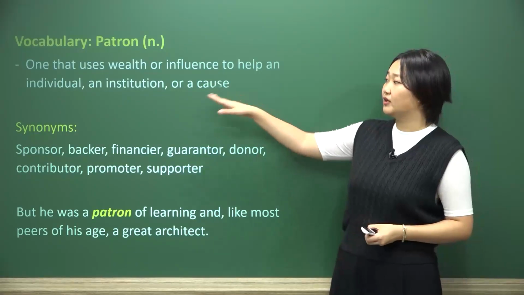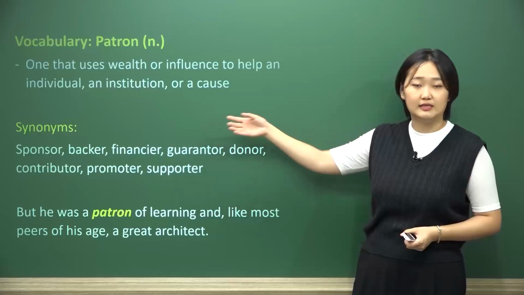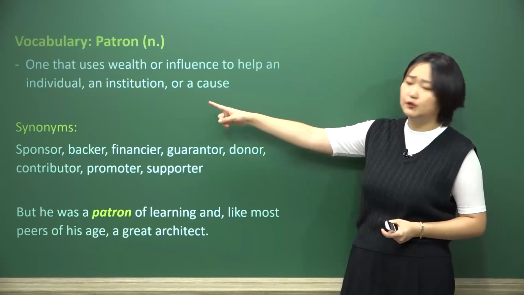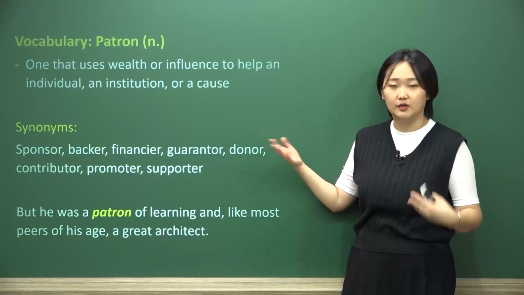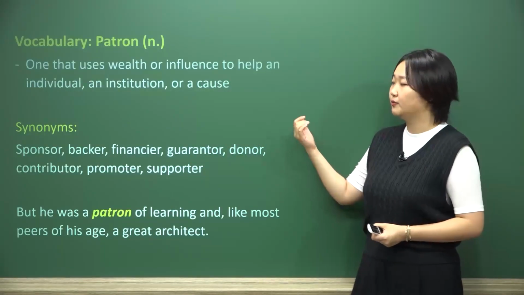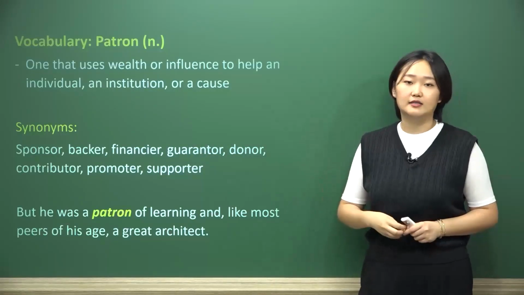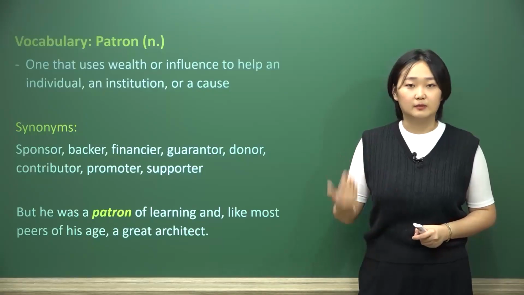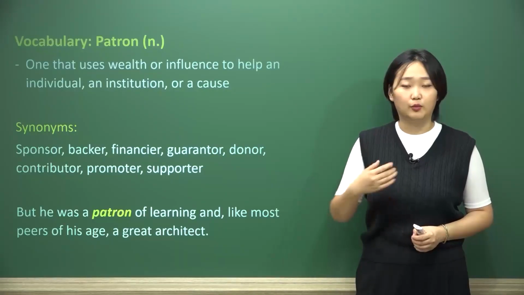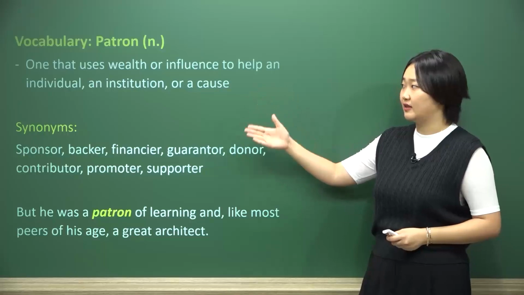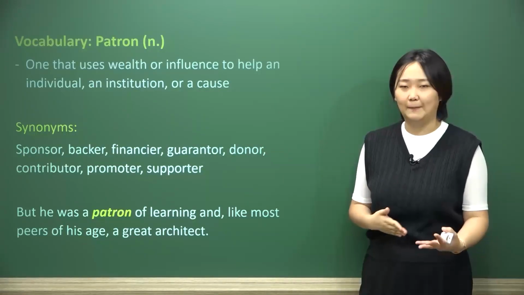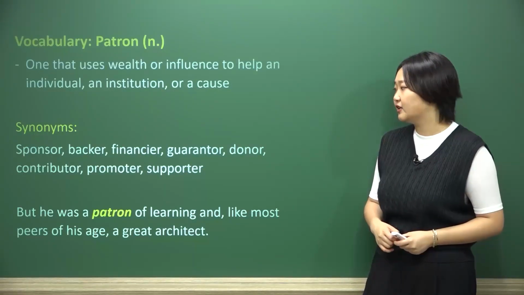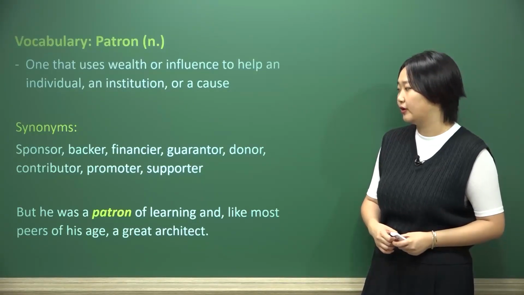And so this is the way that we can see support for an individual. Let's say, a singer being supported by a really rich person. An institution like a university being sponsored or being donated a lot of money to by another rich person, or a cause. And this one could be, if there has been a natural disaster that occurred, if there is a patron who wants to donate a lot of money or bring a lot of awareness to it, they are using that wealth or influence to create some kind of impact on the idea. And so synonyms here would be sponsor, backer, financier, guarantor, donor, contributor, promoter, and supporter.